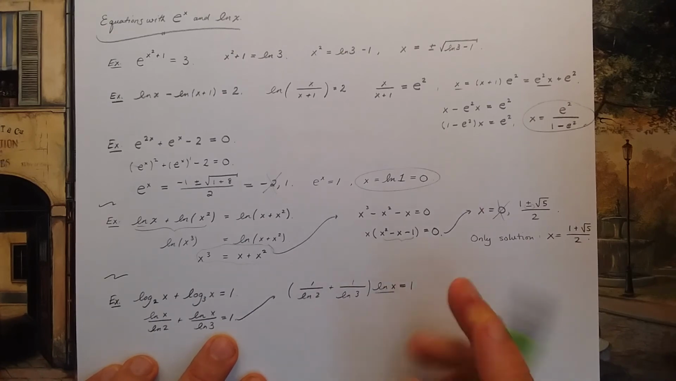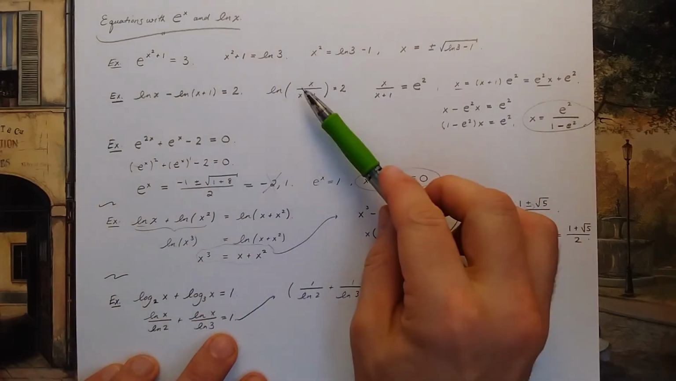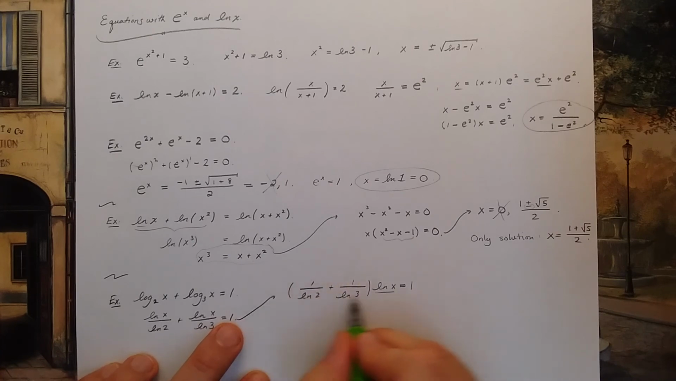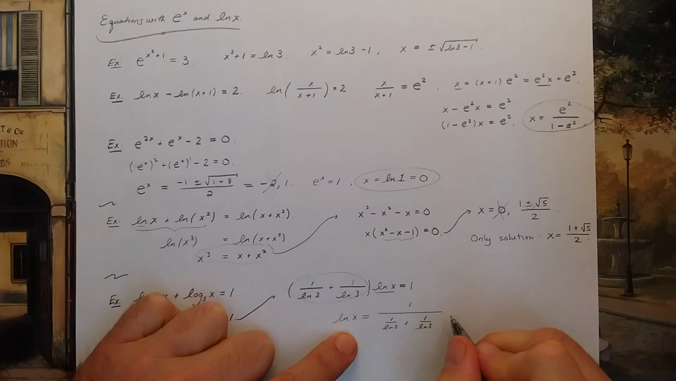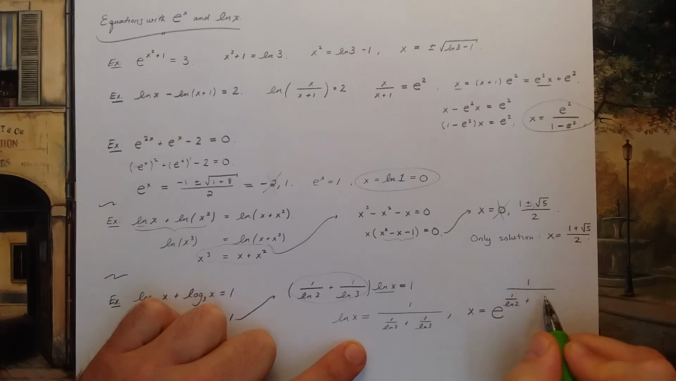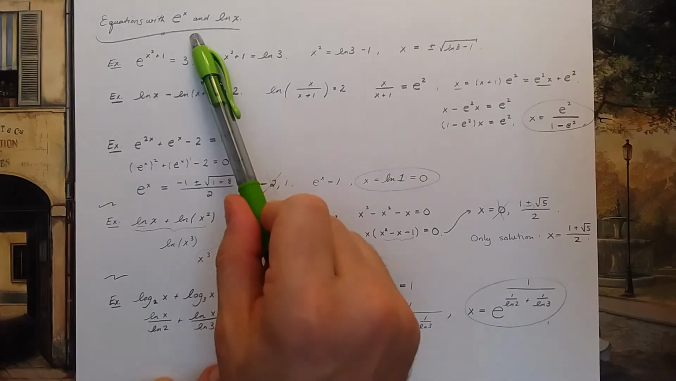I'm trying to isolate the log x by itself on one side of the equation, just like we did in these previous problems. I'm going to divide by this constant. This is just a constant in front here. So I can write this as log x is equal to 1 over log 2 plus 1 over log 3. It's kind of a convoluted answer. Finally, I could finish by exponentiating both sides. I exponentiate, I think I will find x is equal to e to the power 1 over log 2 plus 1 over log 3.